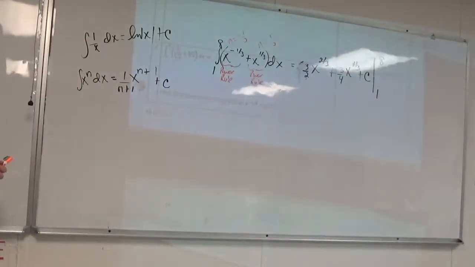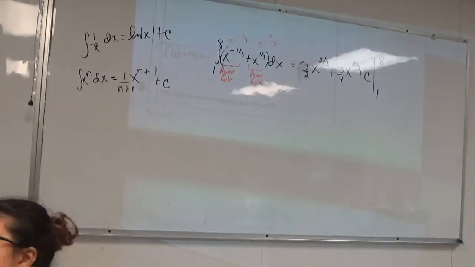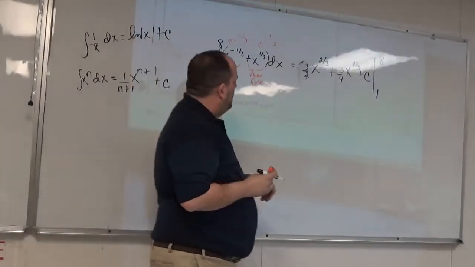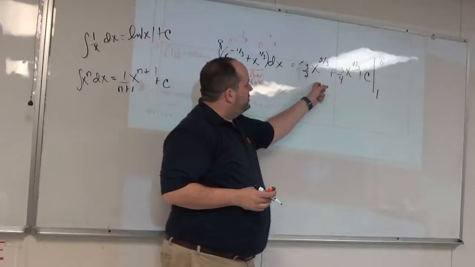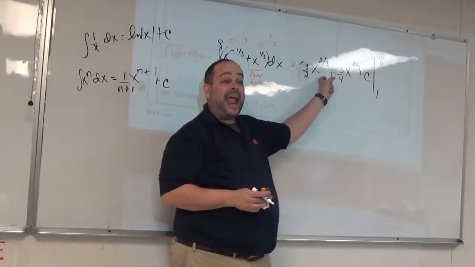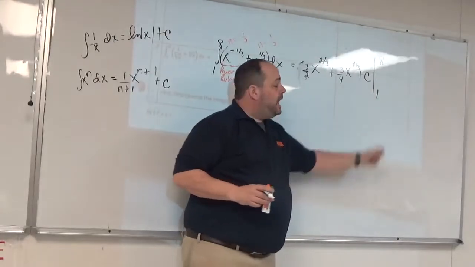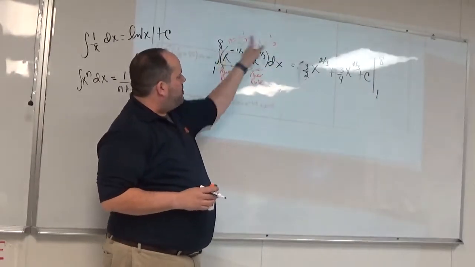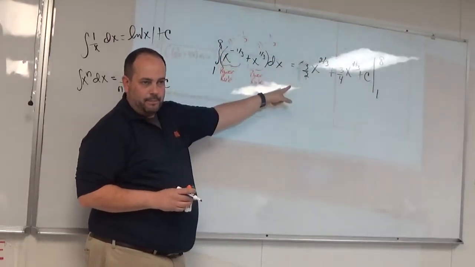Jackie, what's up? How can you add plus C to the 3 over 2 x to the power 2 over 3? That's a really good question. So you're saying, why don't I add the plus C over here and add the plus C over here? I only need that plus C to show up 1 time for the whole problem.